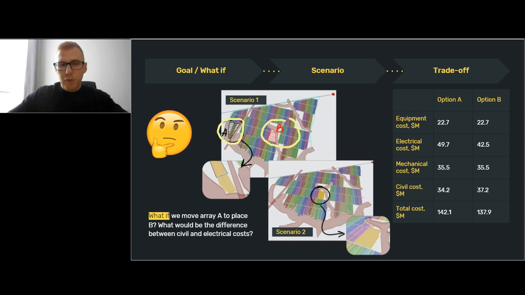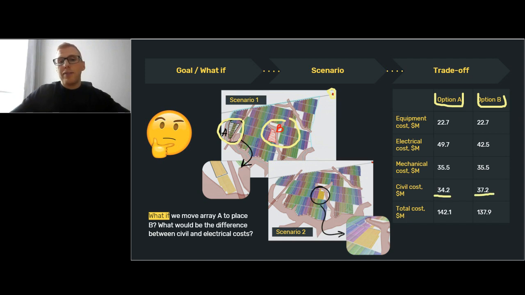So basically, we have excessive land, which is also a very rare case, but let's say we build this in a way, and we're just wondering what will happen if we move this block here, because it seems like we have enough place here, and our substation is somewhere here. So we consider option A and we consider option B, and you can see that indeed when we moved the block from place A to place B, civil costs become more expensive.